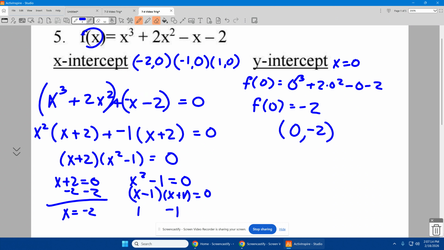A lot of kids miss that. They don't recognize this x squared minus 1 as a difference of squares, and they just move the 1 over and just get this one single solution. But this guy crosses in 3 spots.